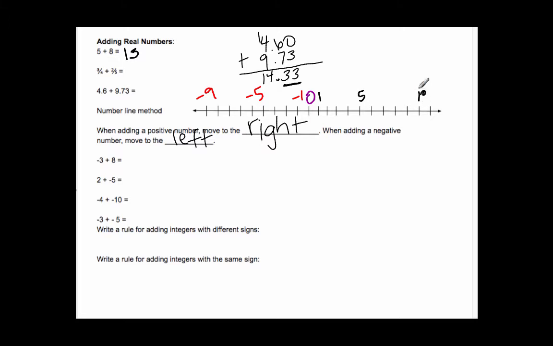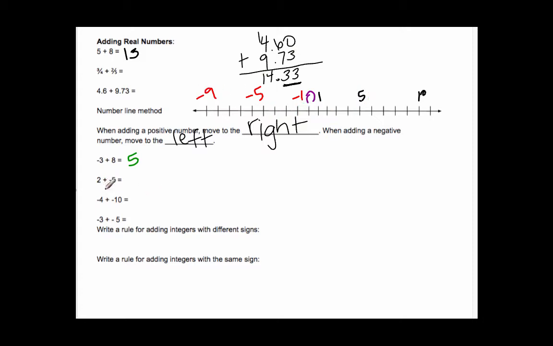Notice I'm not labeling every line. That's really not necessary. So if I start at -3, then that means I'm going to put a dot there. This is my starting place. And then it says plus 8, so it means I'm going to move to the right 8 times. 1, 2, 3, 4, 5, 6, 7, 8. So where did I end up? I ended up at 5. So my answer would be +5.